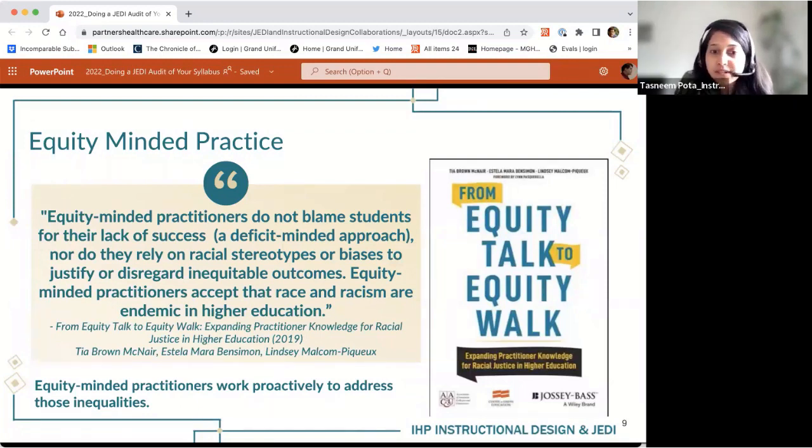In a book that was read a long time back at IHP, From Equity Talk to Equity Walk, there's an important quote which says that equity-minded practitioners do not blame students for the lack of success, which is a deficit-minded approach, nor do they rely on racial stereotypes or biases to justify or disregard inequitable outcomes. An equity-minded practitioner accepts that race and racism are endemic in higher education, and works proactively to address those inequalities. Next, we're going to look at instructor positionality, because not just the students but also the position of the instructor is important, and at acknowledging the hidden curriculum. So over to you, Callie.